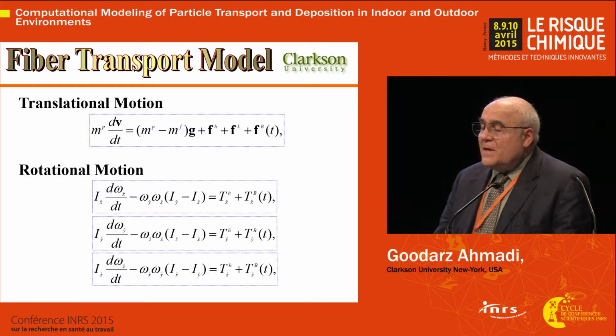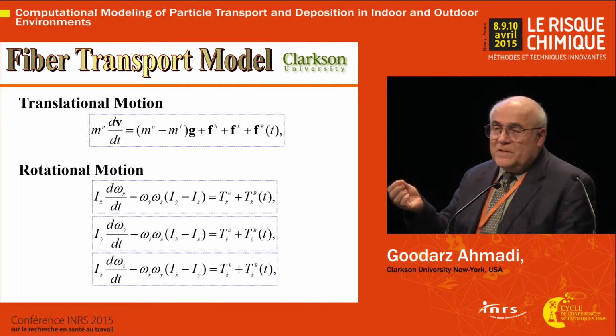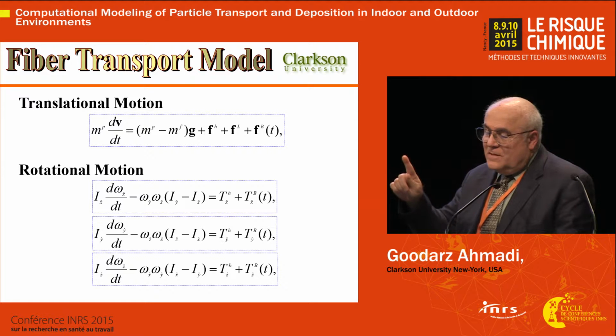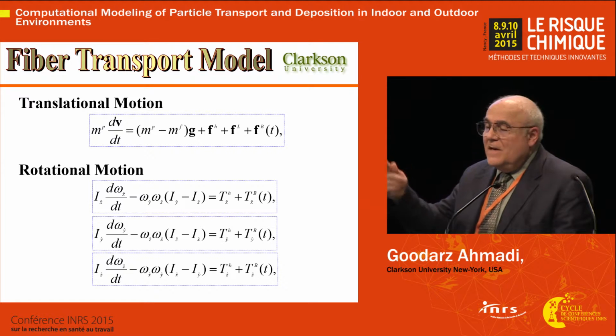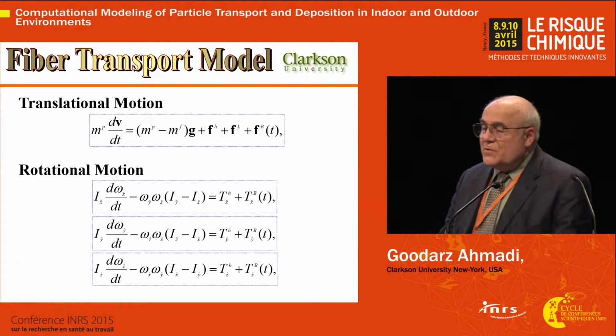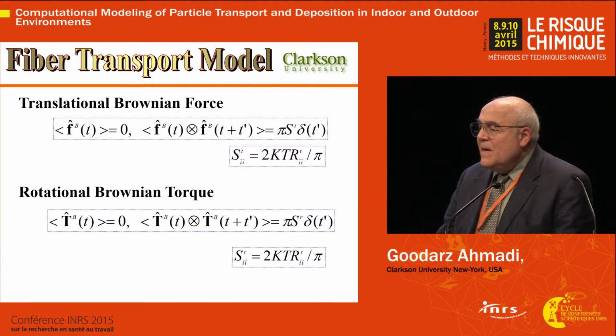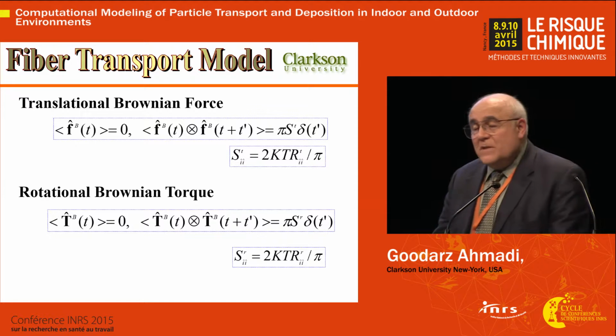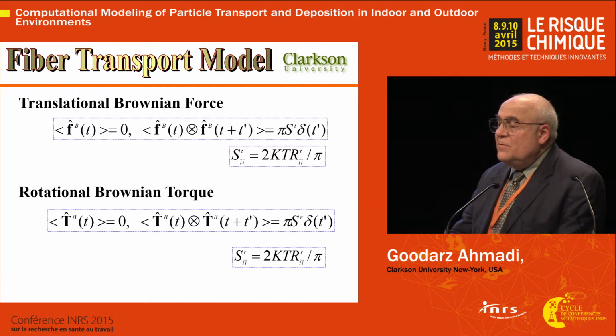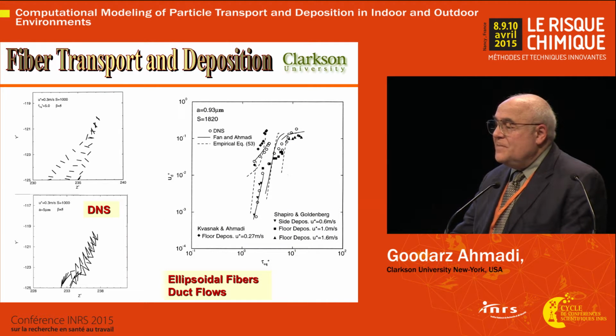The NIOSH project has to do with fibers, mainly the problem of asbestos and elongated particles. Elongated particles are much more complex to model because not only are they translating, they're rotating, and they're affected by the rotational motion. So you have to solve these coupled equations. Also, Brownian motion could be important, especially if you go to something like nanocarbon tubes, which are small, that could cause other issues.